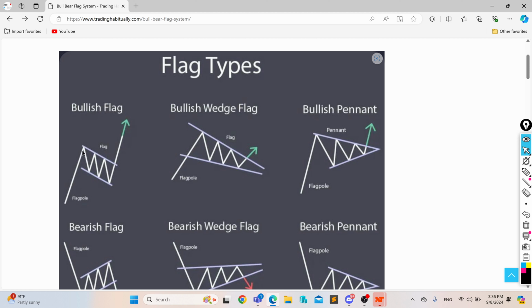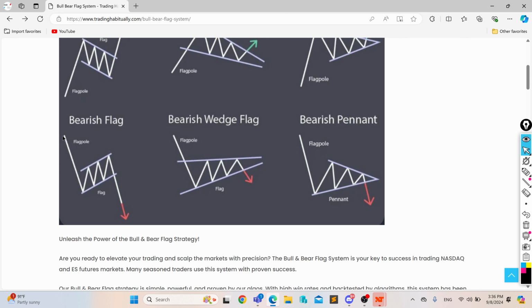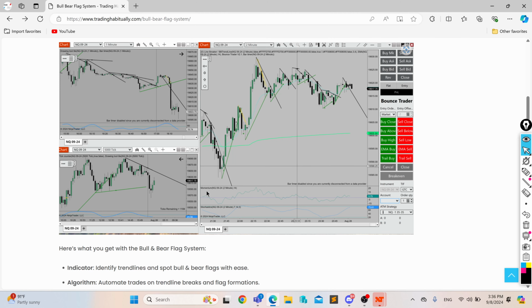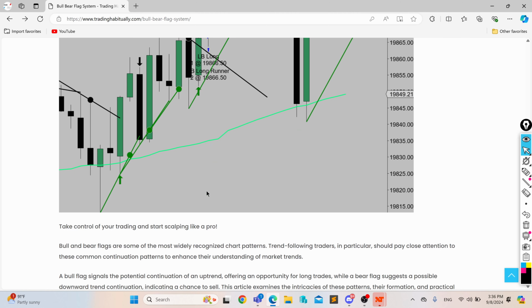It's when we have an impulsive move to the upside and some consolidation, then a break of the trend line, and it will go up. Same thing to the downside. If we have an impulsive wave to the downside, some consolidation, and then we're breaking to the downside, creating a bear flag, we're just expecting the move to continue down. So you can find more information here.